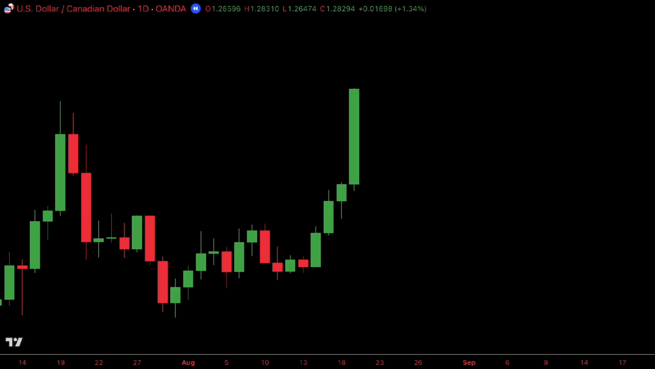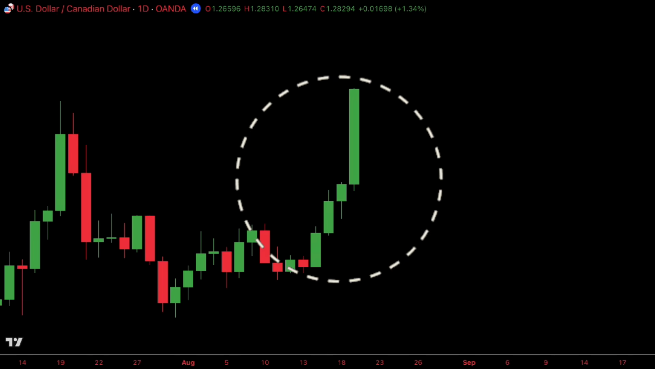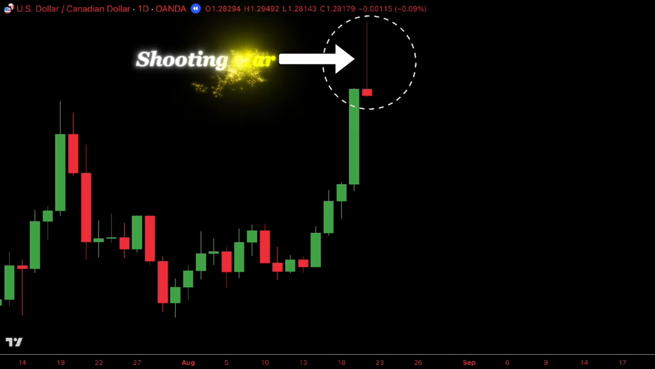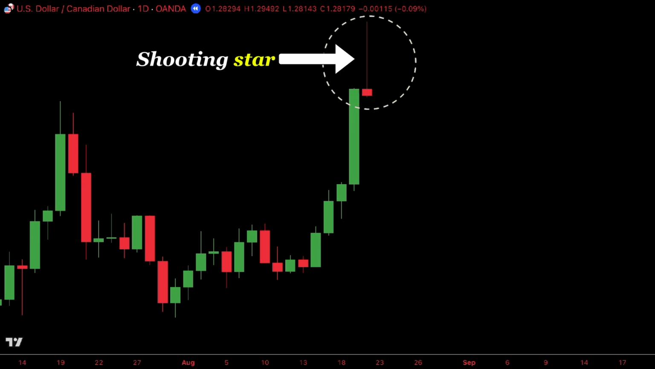As you can see here, we have 4 bullish green candles. This tells us that buyers are in control and are driving the market higher. Now look at what happens next. A shooting star pattern forms. This long upper wick shows the battle between buyers and sellers.